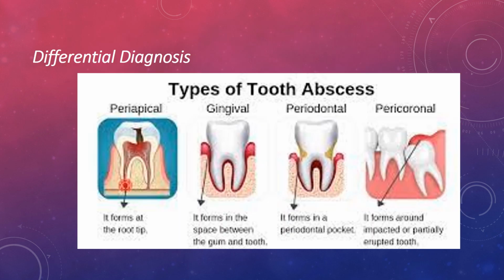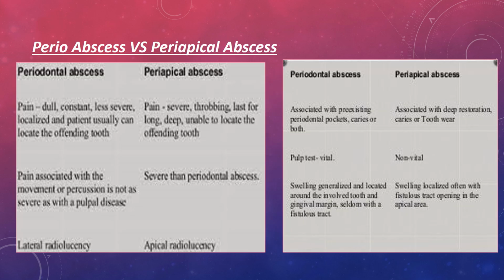Coming to the differential diagnosis, various abscesses are there: periapical abscess, gingival abscess, periodontal abscess, and pericoronal abscess. Periapical abscess forms at the root apex, and gingival abscess forms in the space between the gingiva and tooth. Periodontal abscess forms in a periodontal pocket, and pericoronal abscess forms around an impacted or partially erupted tooth. So how is periodontal abscess different from periapical abscess?